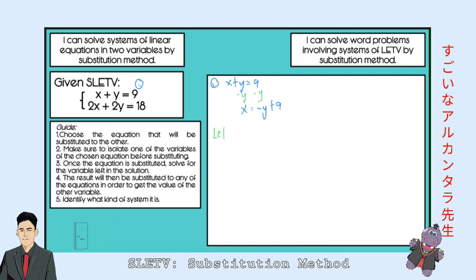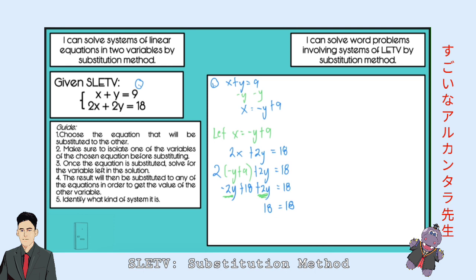So let's let x equal to negative y plus 9. Doing so, you have 2x plus 2y equal to 18. Change the x to the value that we got, so we'll have 2 times negative y plus 9 plus 2y equal to 18. Doing so, you will have negative 2y. 2 times negative y is negative 2y. 2 times 9 is positive 18 plus 2y equal to 18. Now, if you have negative 2y plus 2y, the answer there will be 0. So you will be left with 18 is equal to 18.